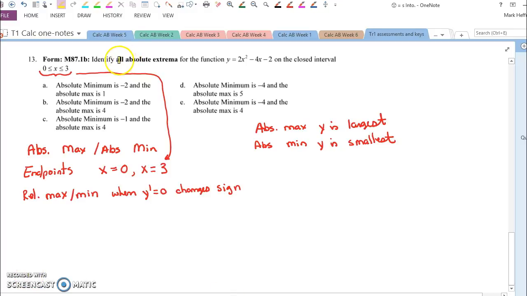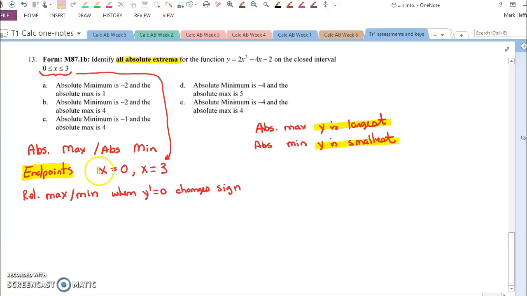You've been asked here for absolute extrema. That means an absolute max. It also means you're looking for when y is the largest, and an absolute min is when y is the smallest. So those are the things you're looking for. The locations they can happen are at your endpoints, as we've discussed repeatedly. You have to check your endpoints.